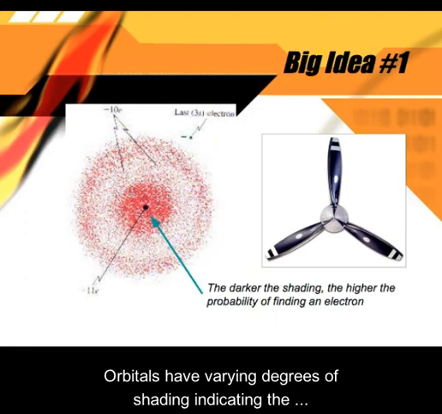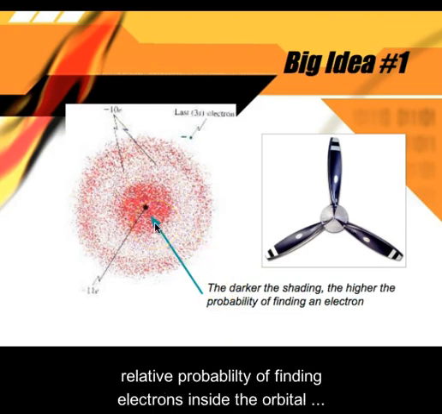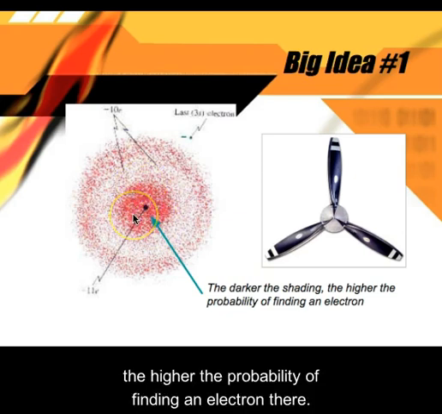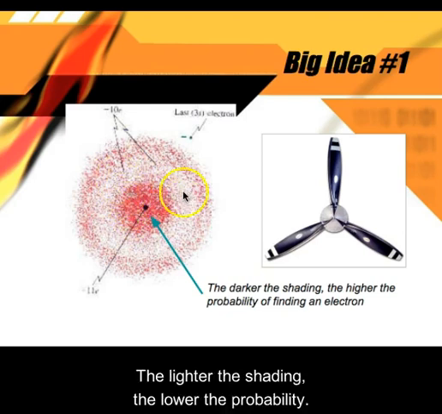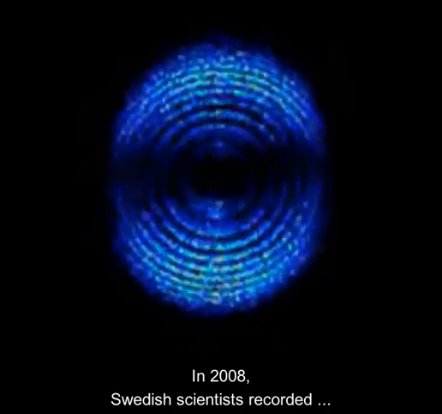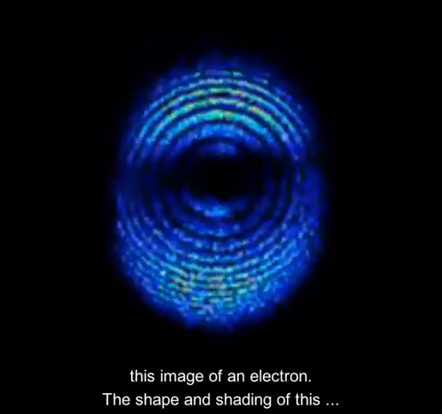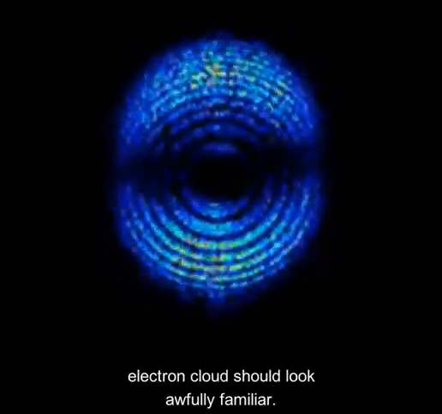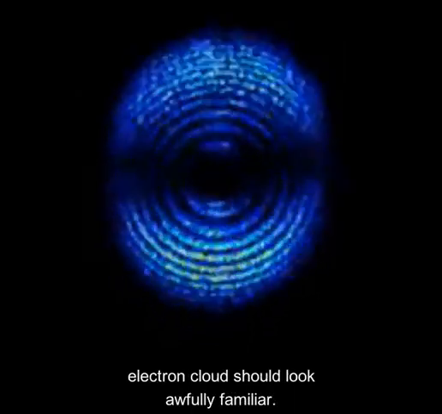In addition, orbitals have varying degrees of shading, indicating the relative probability of finding electrons inside the orbital itself. The darker the shading, the higher the probability of finding an electron there. The lighter the shading, the lower the probability. In 2008, Swedish scientists recorded this image of an electron. The shape and shading of this electron cloud should look awfully familiar.